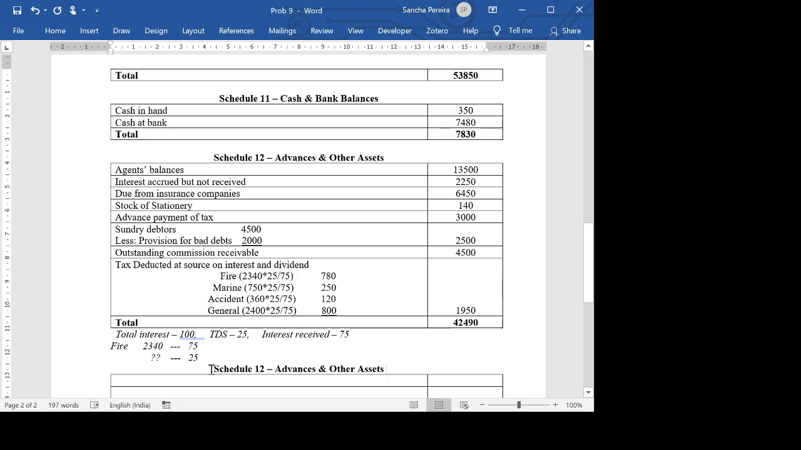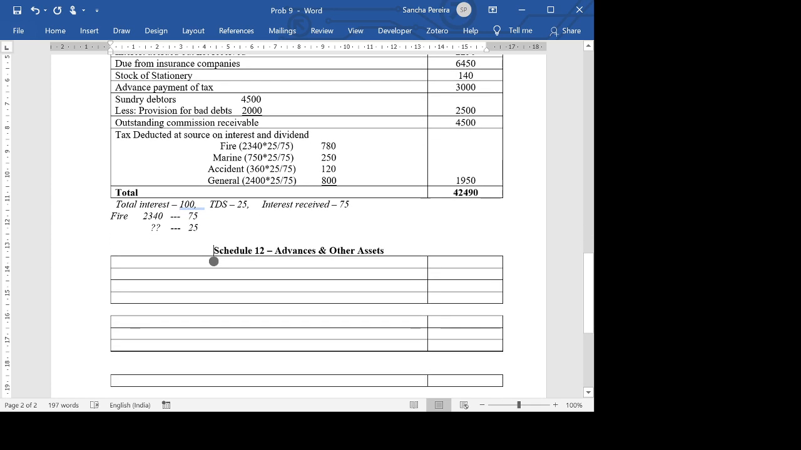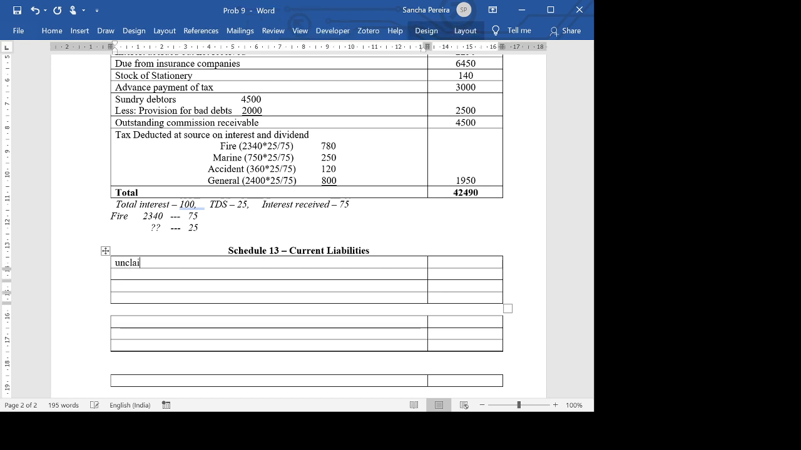Next, I move on to Schedule 13, which is current liabilities. If anyone has a question with that calculation, please type it in the chat box, or you can turn on your audio and ask me. Now under current liabilities, we have some items. First is unclaimed dividends, which is 850.